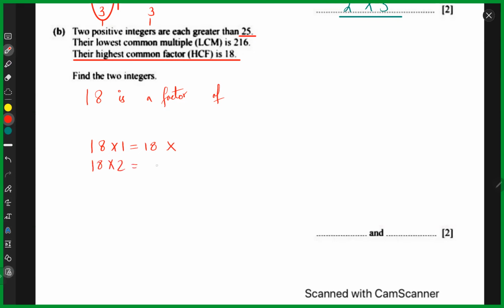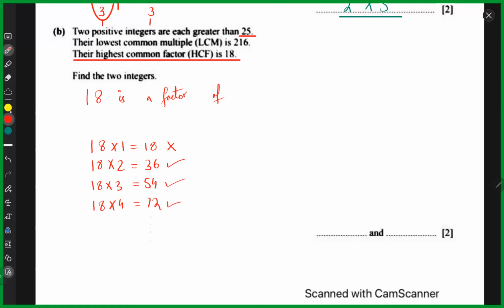So yes, this could be one of the two numbers. Then we have 18 multiplied by 3, so the number is going to be 54. This can also be the number. We are not too sure for now. 18 multiplied by 4 is going to be 72. This can also be the choice, and so on and so forth.